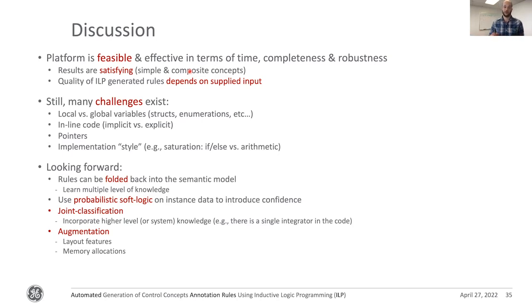Looking forward, we can use the rules to fold them back into the semantic model, learn things from the semantic model side, and induce rules from that part of the system, rather than doing that only on the ILP side. We can use probabilistic soft logic on instance data to introduce more confidence in specific rules, and not necessarily have it binary 1-0, where the clause is in or the clause is out. We can do joint classification. Imagine a situation where you can say there's only one PI controller in this code, and you want to encode that knowledge into your system. We can do that as well.